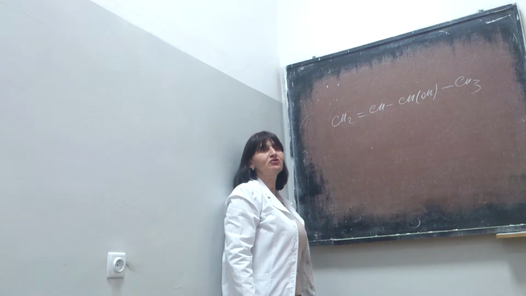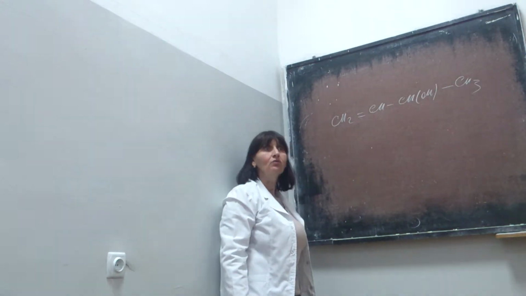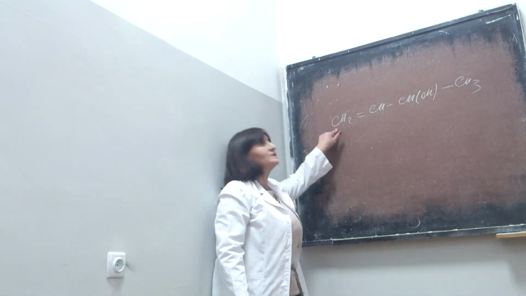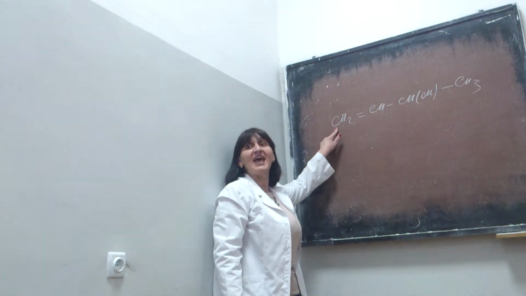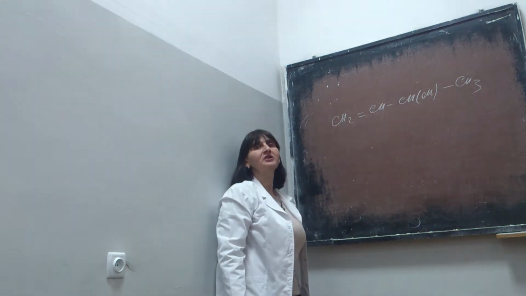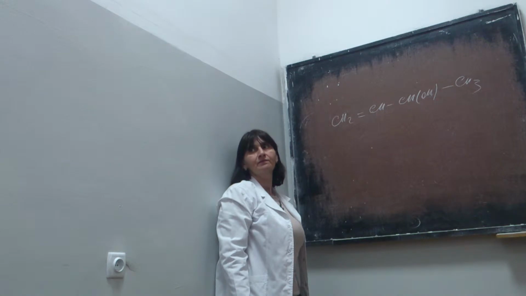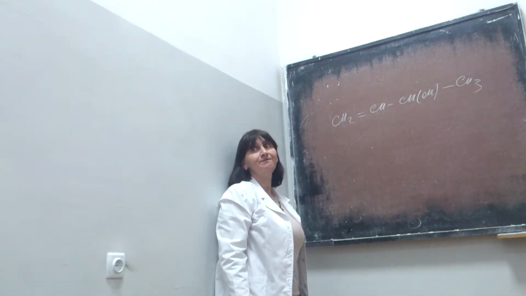Has this molecule geometric isomers or not? No. Why? Yes, geometric. Yes, this carbon has two H, two same H. Now what about optical activity? No. No H. Look carefully.